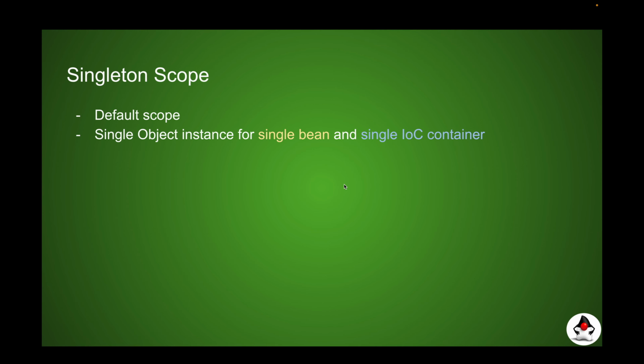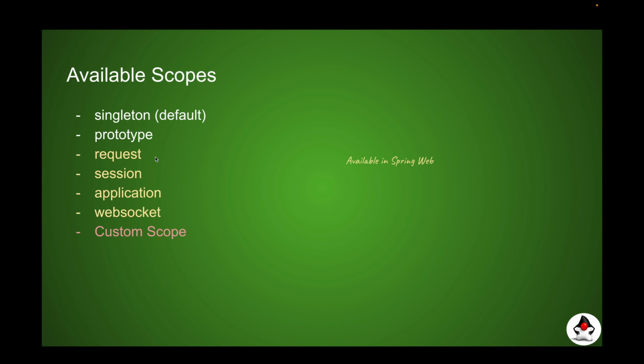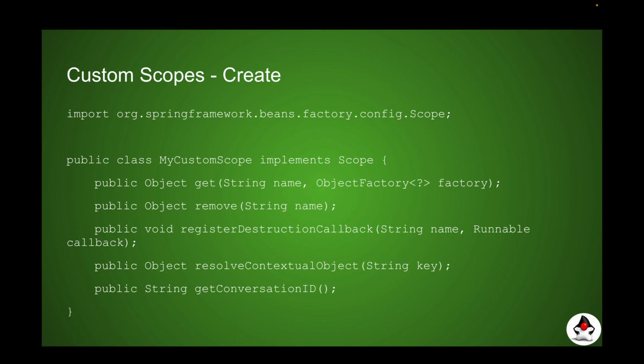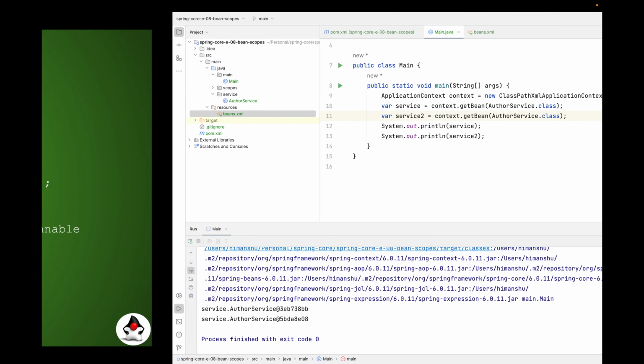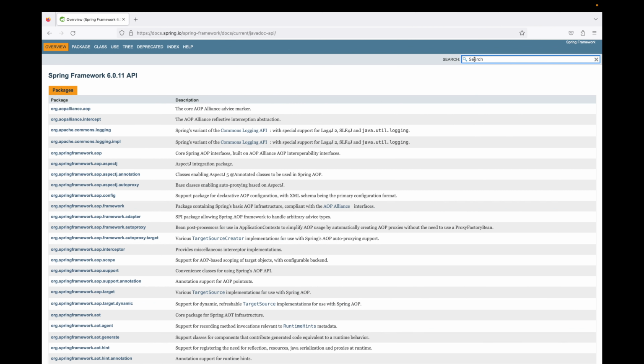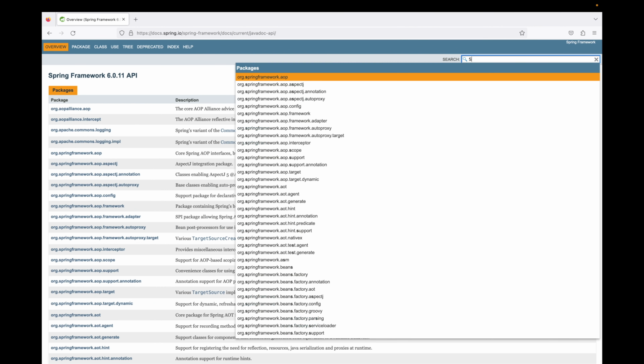As I have already mentioned, we won't talk about request scope, session scope, application scope, and WebSocket scope. Now we will directly look at how to create custom scope and how to use them. So this is how we create a custom scope. To create a custom scope, we need to implement an interface which is called Scope and which is from org.springframework.beans.factory.config package. You can see more about it in the Spring Javadoc.